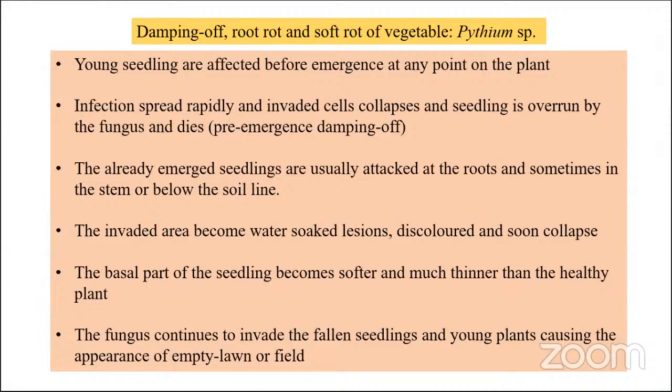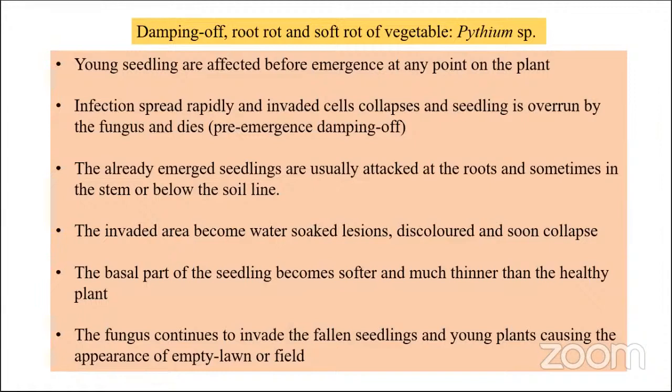Another important disease, as I said, is damping off, root rot and soft rot of vegetables, which are caused by Pythium species. These diseases occur in different vegetable crops, so combinedly we can study the nature of the disease and the causal pathogen, Pythium. The species may be different, but the management strategies and the disease cycle will be more or less the same.